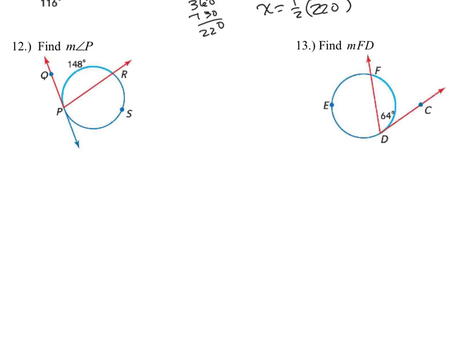And then for numbers 12 and 13, notice that they both have a tangent and a secant who intersect at a point of tangency. So we're talking about an angle whose vertex is on the circle. If the vertex is on the circle, then you find the measure by taking half of the intercepted arc. So to find the measure of angle P, just take half of this arc. And then for number 13, we're told what the measure of angle D is, and you're asked to find the measure of arc FD. So just use the fact that this is an angle whose vertex is on the circle, so that 64 degrees would be half the measure of this intercepted arc.